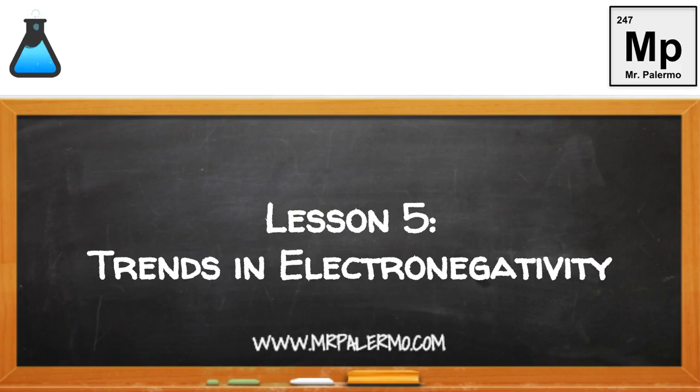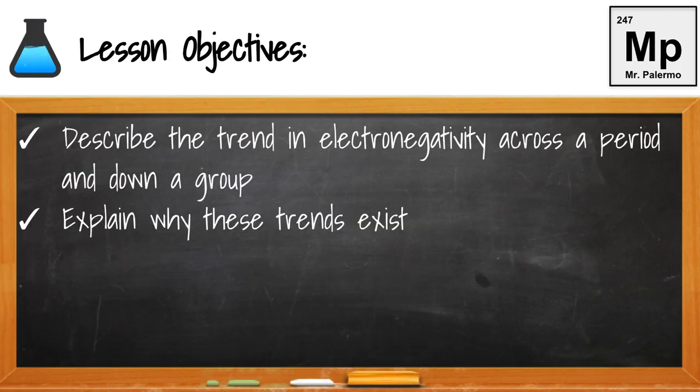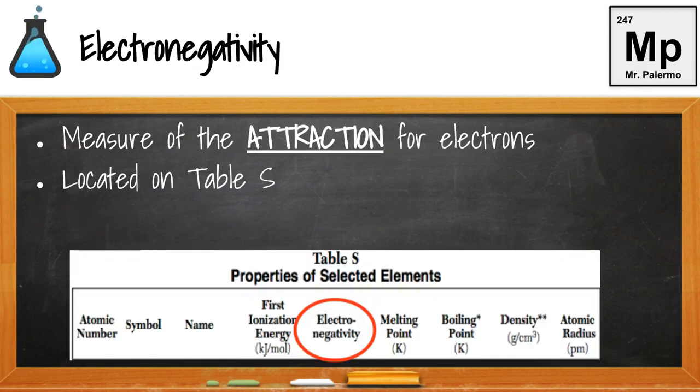Welcome to Lesson 5, Trends in Electronegativity. Our lesson objectives are to describe the trend in electronegativity across a period and down a group, and explain why these trends exist. So what is electronegativity?